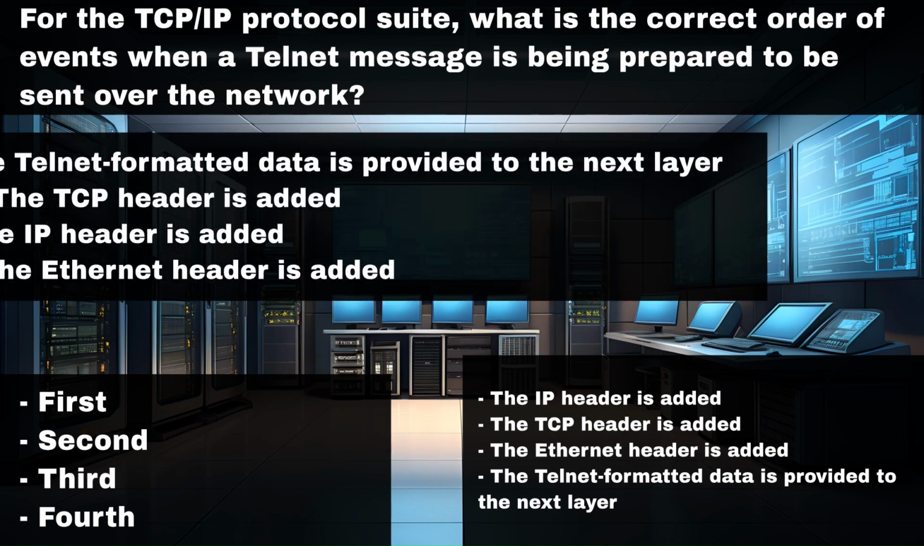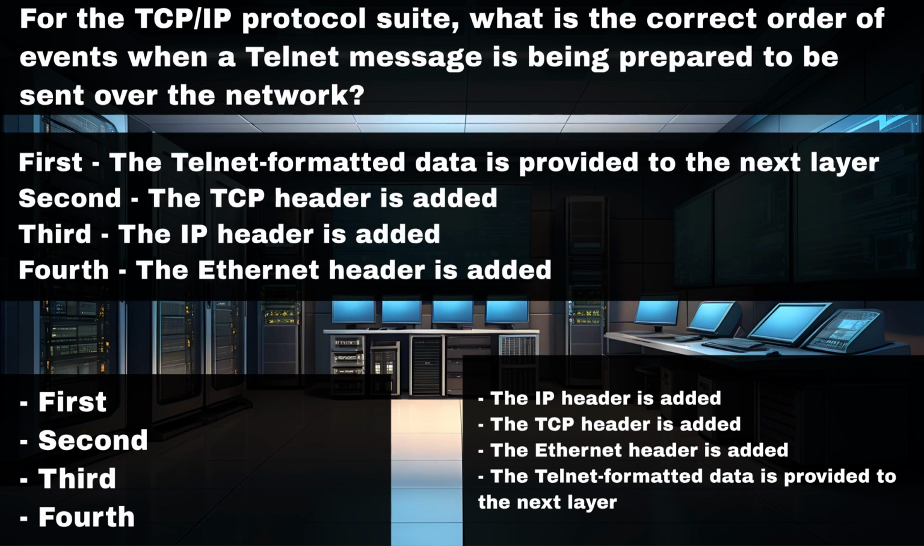The answers are: first, the telnet formatted data is provided to the next layer. Second, the TCP header is added. Third, the IP header is added. Fourth, the Ethernet header is added.